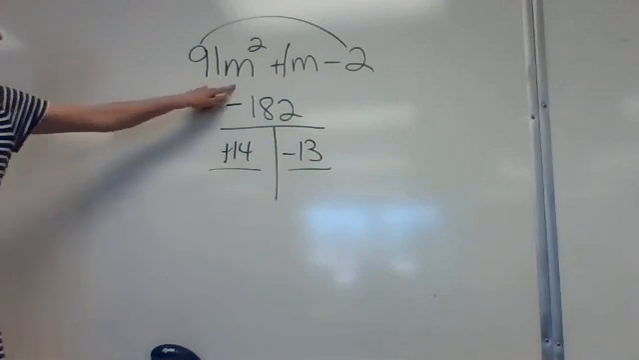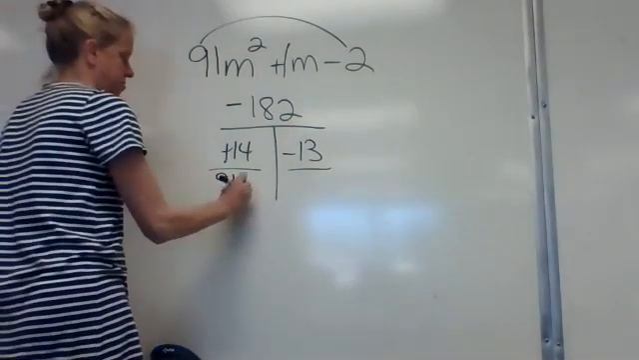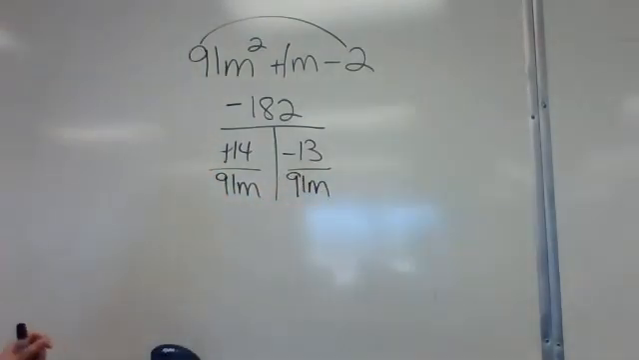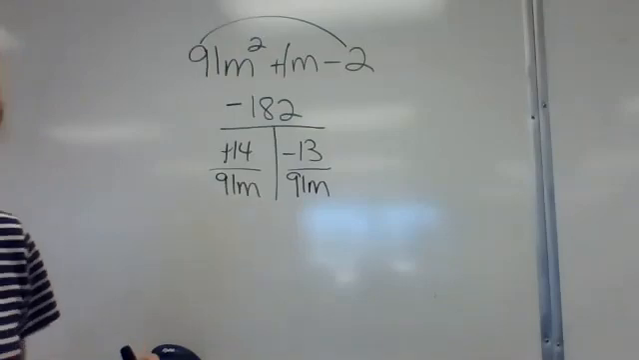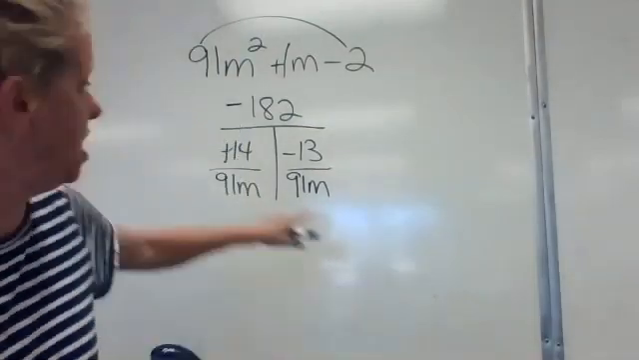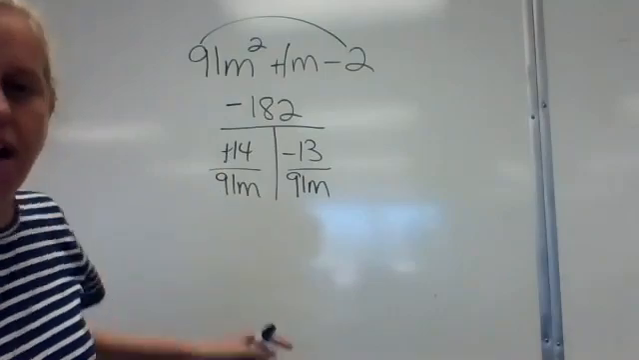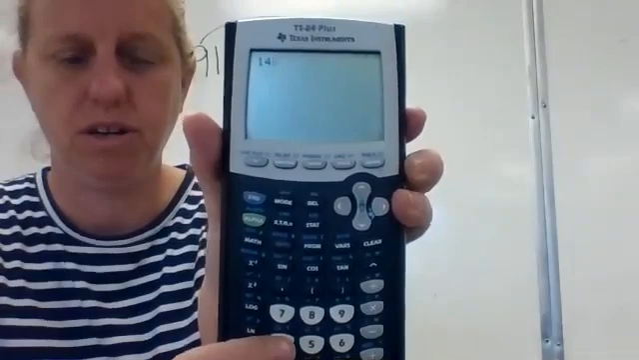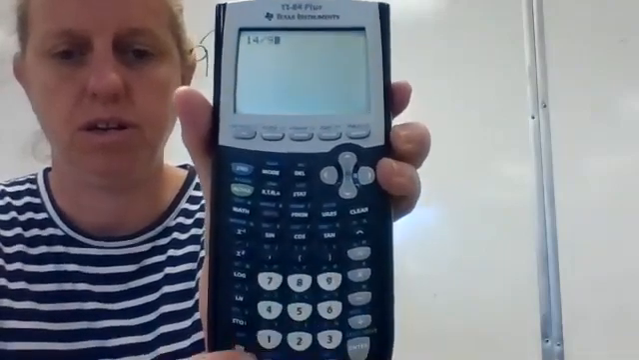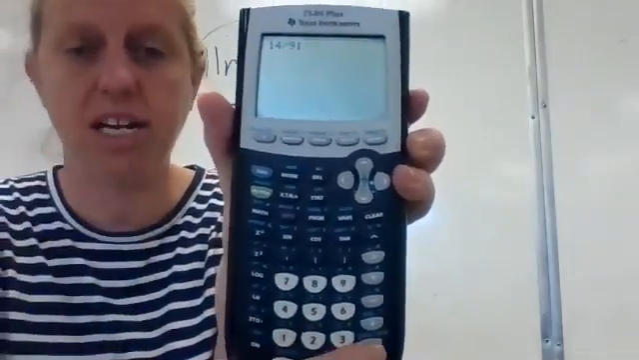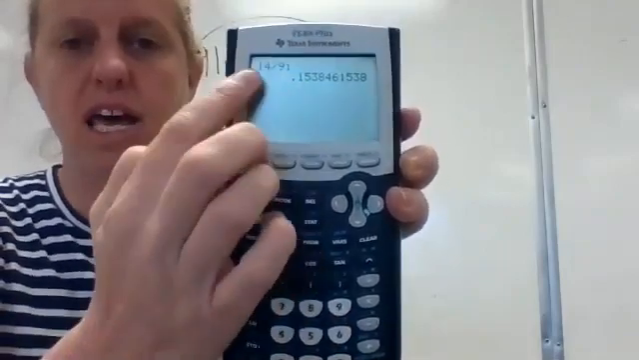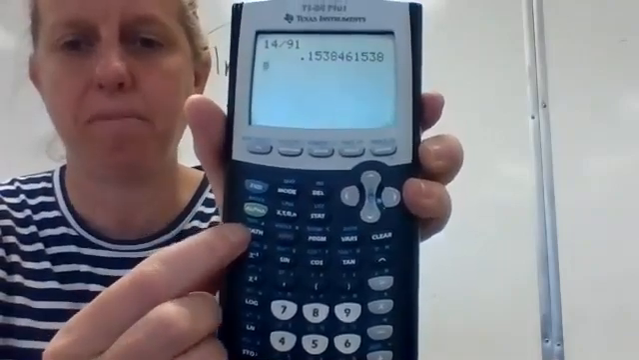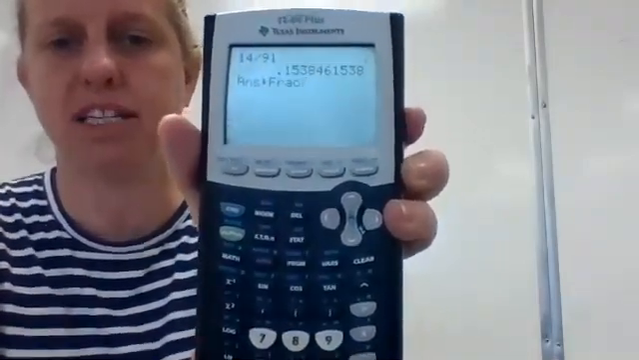Make your fractions. There's my denominator, 91m. Now, I don't know if these reduce, so I'm going to put both of those in my calculator. I just go back to my home screen and type in 14 divided by 91. It's going to give me a decimal. Now, if this reduces, I will find it by pushing math and then hit enter twice.